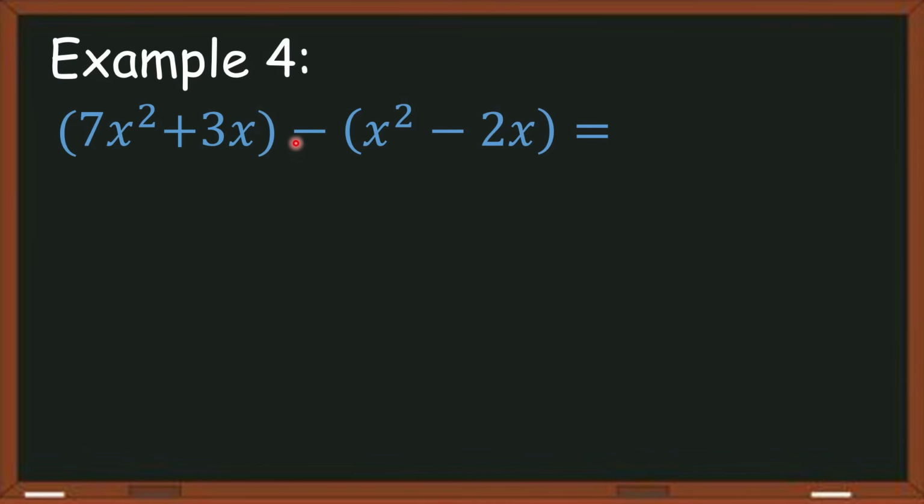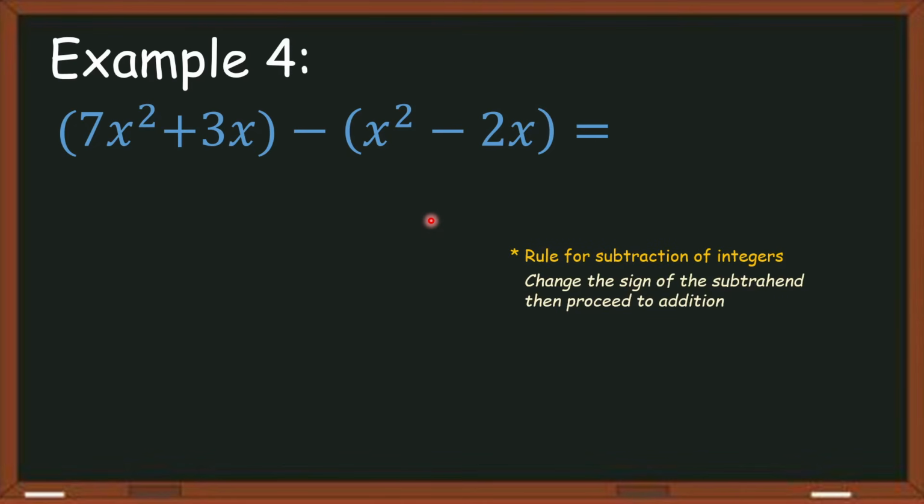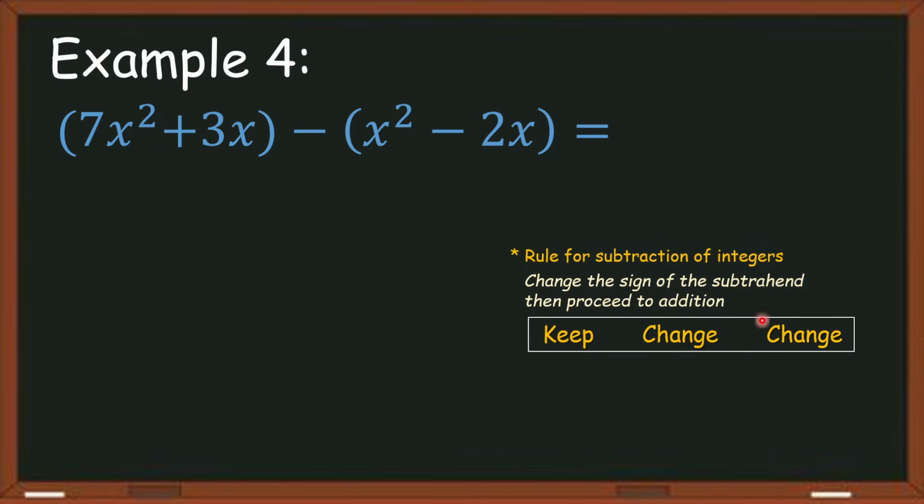Example number 4, magsusubtract naman tayo ng dalawang binomial. So take note na ito ay subtraction na. So i-apply na natin dito yung rule for subtraction of integers, wherein papalitan natin yung sign nito and then proceed to addition, or simply keep, change, change. So i-keep lang natin itong unang binomial. So 7x squared plus 3x kasi keep daw yung una. And then proceed tayo sa change. Yung minus gagawin nating plus. Yun yung unang change natin.